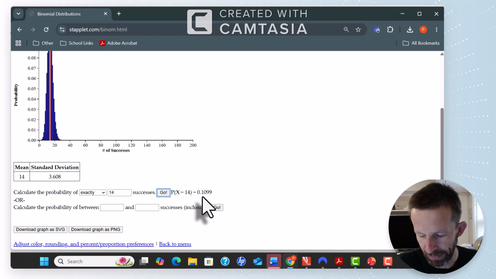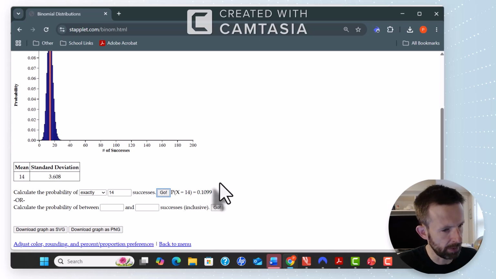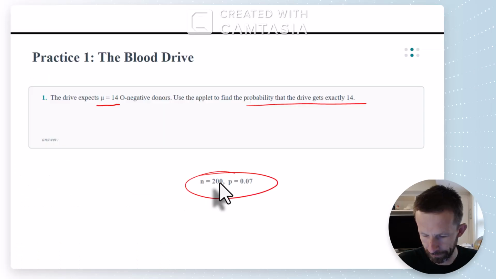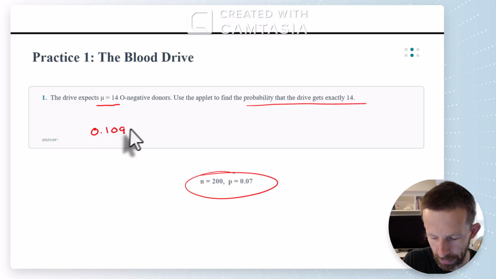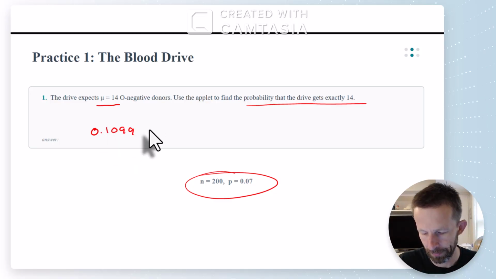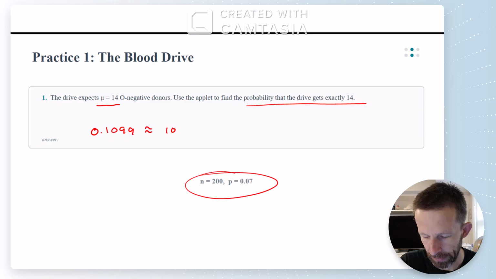So exactly 14 out of 200 would be 0.1099. So roughly 10.99%.